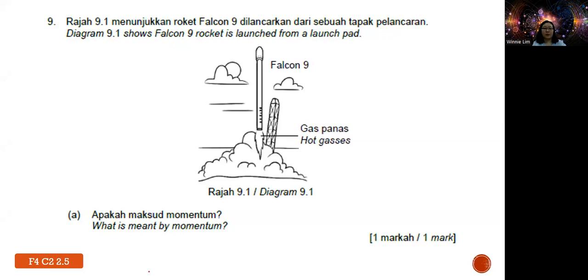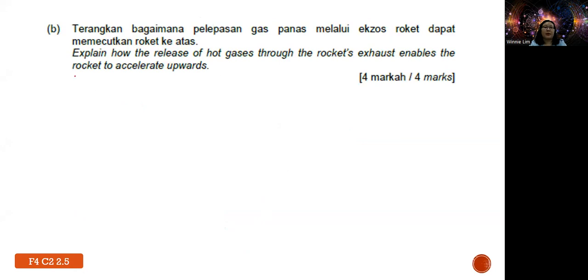Okay, the essay question is under Form 4 topic, chapter 2 on momentum. So diagram 9.1 shows a Falcon 9 rocket launched from a launch pad. What is the meaning of momentum? So of course, the common definition: momentum is basically the product of mass and velocity. Any object that has mass and has velocity will have momentum. Okay, next one. Explain how the release of hot gases through the rocket exhaust enables the rocket to accelerate upwards.